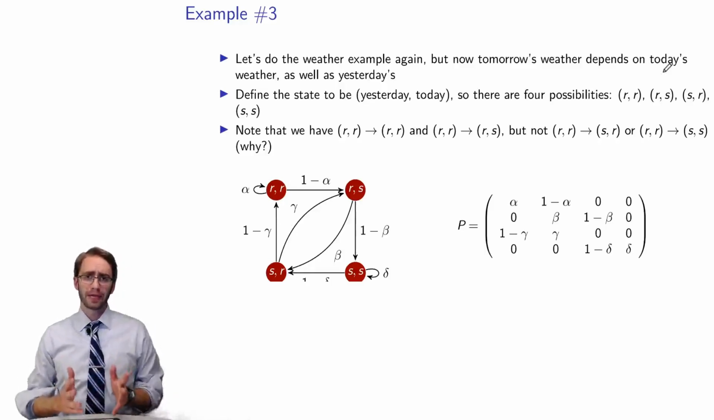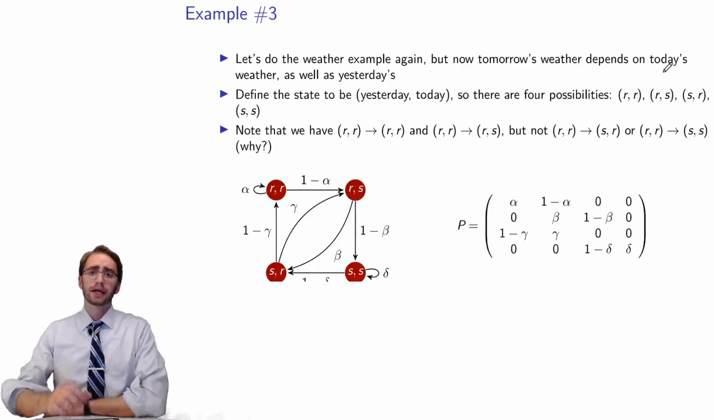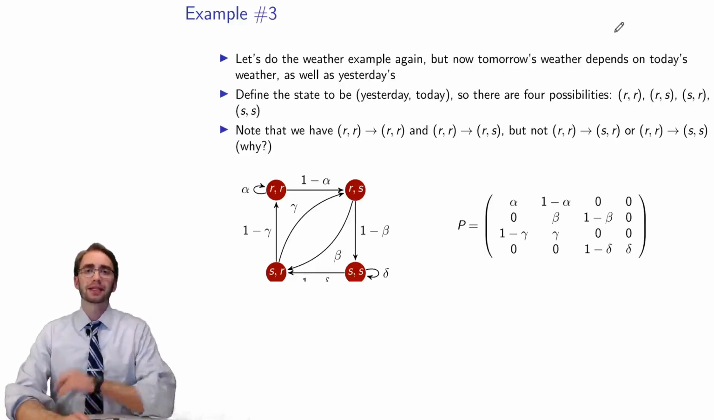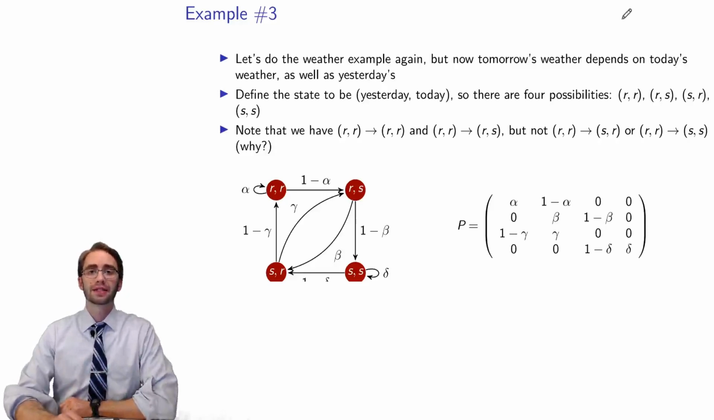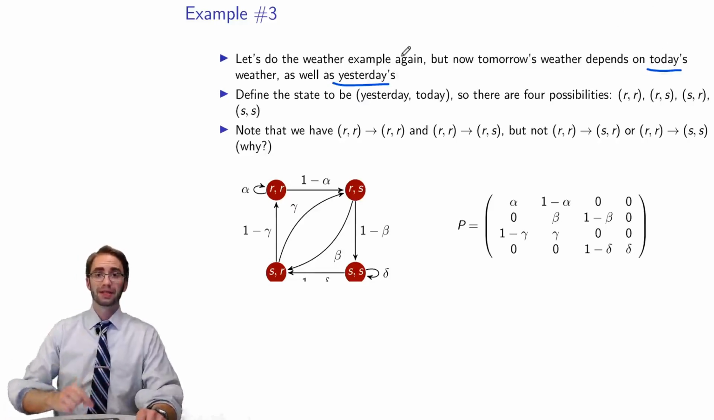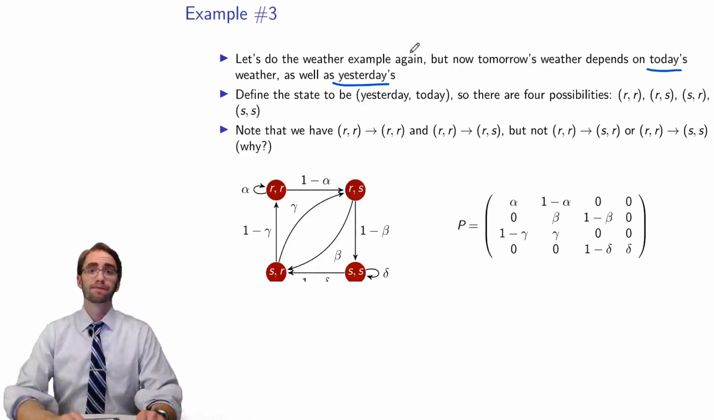Another example in weather, but now let's make things a little more interesting. Let's take the weather, but let's say that actually tomorrow's weather doesn't just depend on today's weather, it also depends on yesterday's weather. Okay, so the outcome tomorrow depends on today and what happened yesterday. So then what we'll say is each state will be the weather yesterday plus the weather today. And so then there are 4 possibilities, right? Either it rained yesterday and it rained today, or it rained yesterday and it's sunny today, or it was sunny yesterday and it rained today, or it's sunny and sunny.